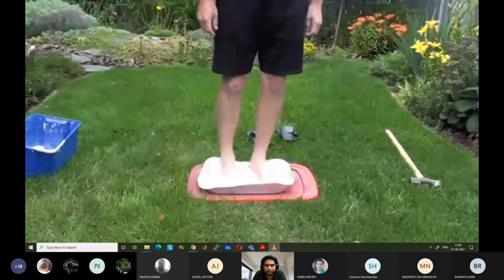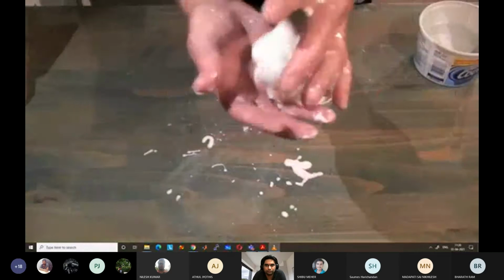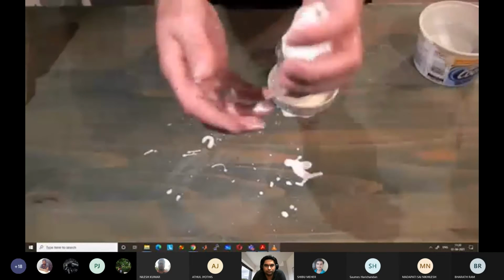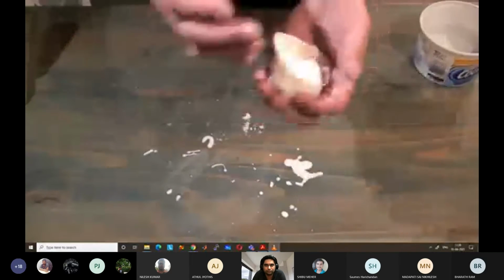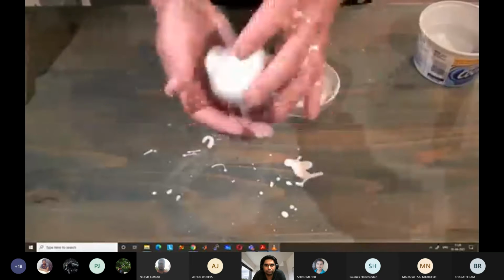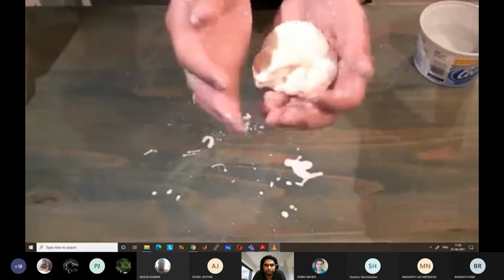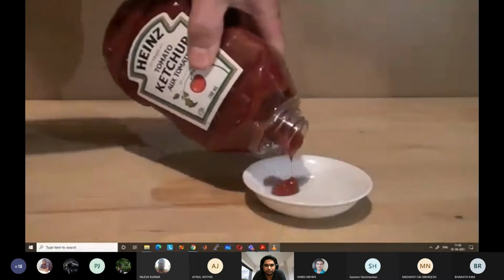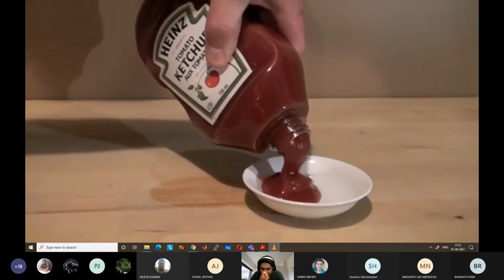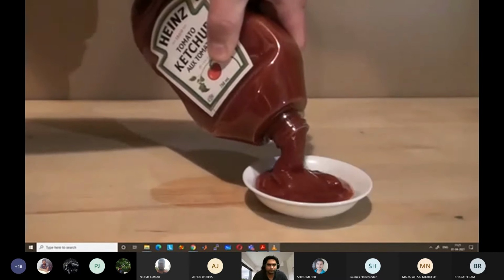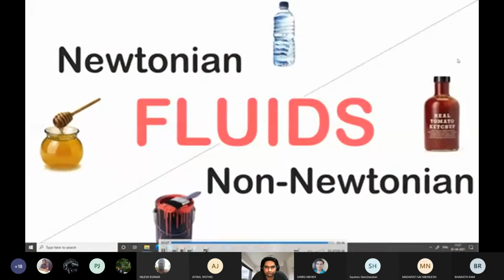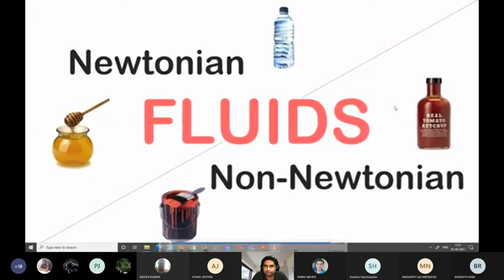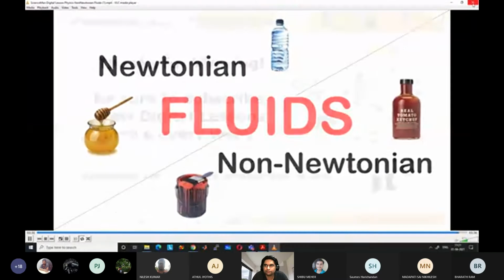So in summary, non-Newtonian fluids have unpredictable responses to applied forces. With applied forces, they become more viscous, such as cornstarch, or less viscous, like ketchup. What other fluids might you suspect to be non-Newtonian fluids? Try your own fluid experiments to find out.